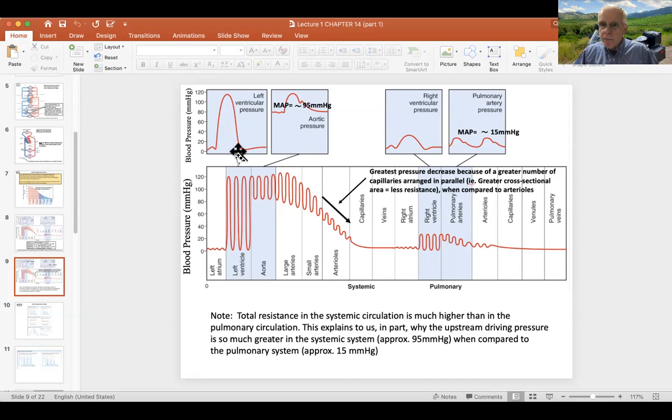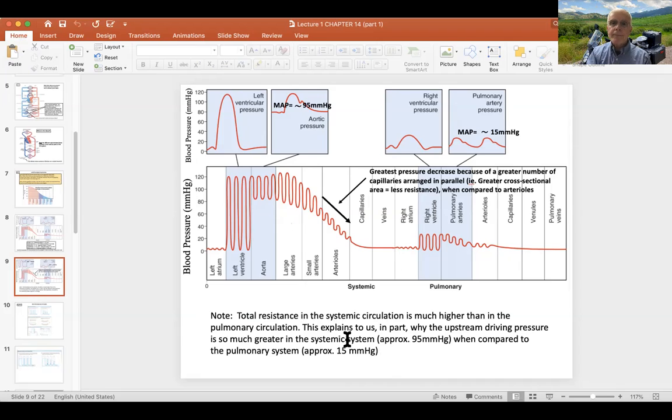Teleologically, we need a pretty high driving force to achieve that. And again, we're going to see that's where a lot of the resistance resides, in the systemic circulation. So again, I find this a very useful chart to refer to as I'm studying the cardiovascular system. So down below, I tried to summarize this for you. Total resistance in the systemic circulation is much higher than the pulmonary. Explains in part why the upstream driving pressure is so much greater in the systemic, 95 versus 15. There's more resistance to the flow of the blood.